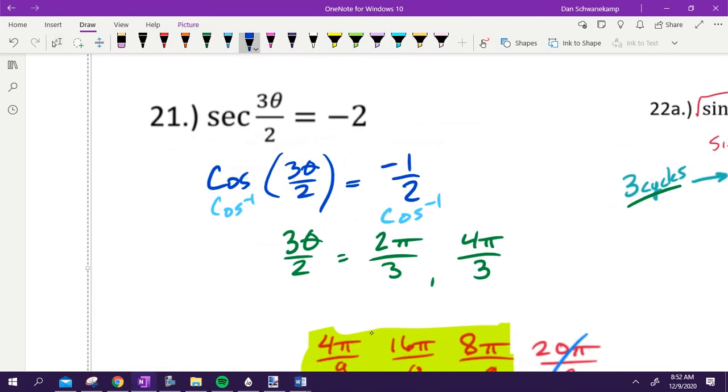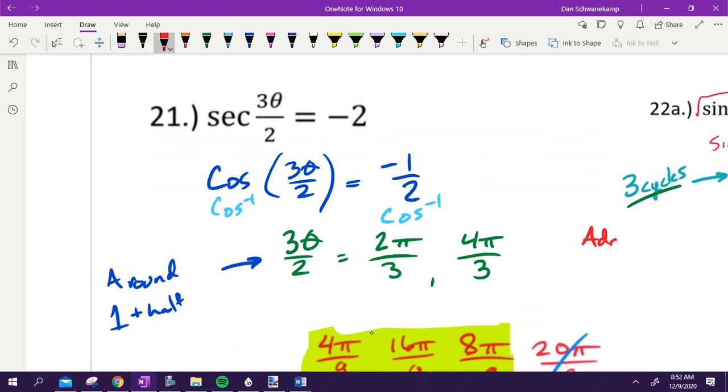All right, we've got this 3 theta over 2. You can think about what that means: you're going around 1.5 times. All you really need to care about is saying, oh, I'm going around more than once. As long as you know you're going around more than once, you know that you need to add 2 pi to the mix. I'm adding to something with 3, so I need to add 6 pi over 3. So I'm adding 6 pi to 2 pi, I get 8 pi over 3.